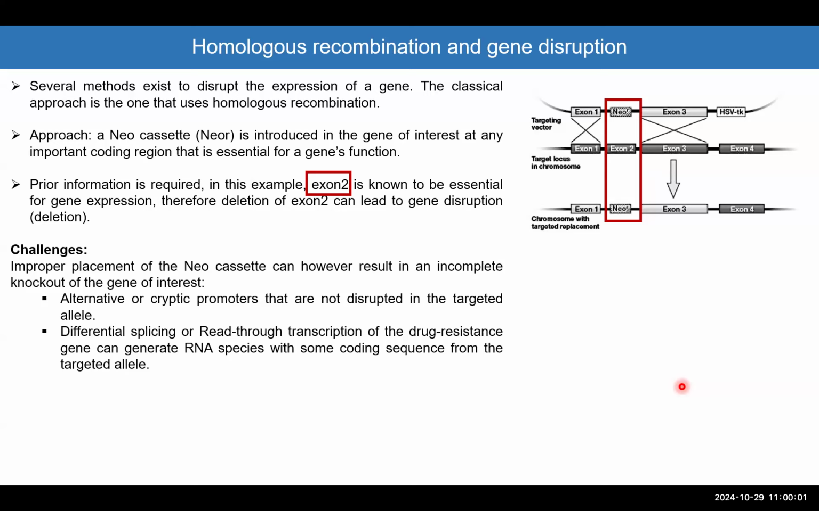And you also have to consider those challenges after having a knockout animal. Even if you achieved removing exon 2 and have the neo cassette, you still have to consider that there are probably some truncated versions of the protein. So you have to test this in your transgenic animals.